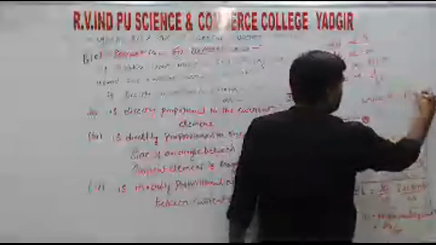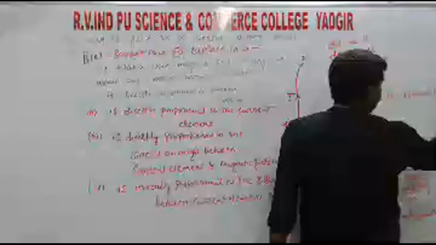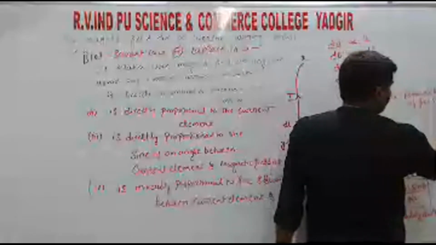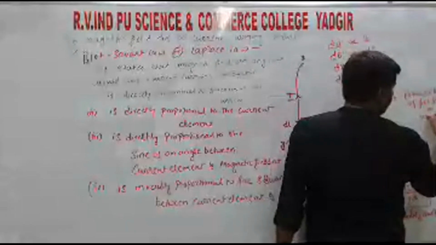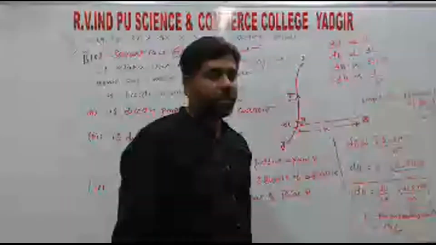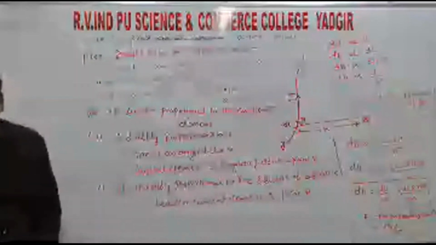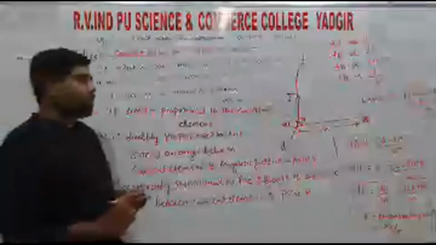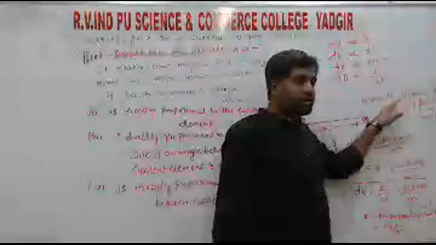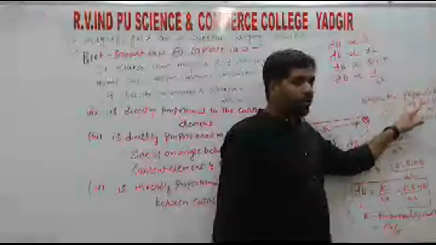is the permeability of free space or vacuum. Just like we used epsilon naught, in the same way we have mu naught. That one is permittivity, this one is permeability, right? So epsilon naught is the permittivity, mu naught is the permeability, right?